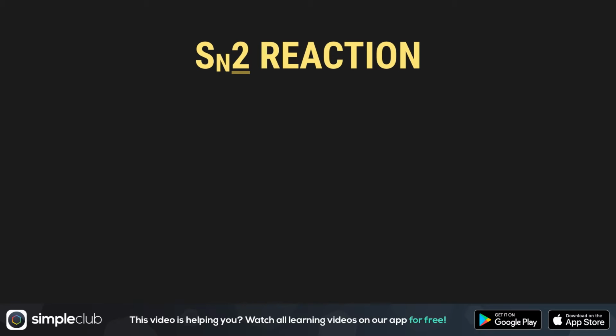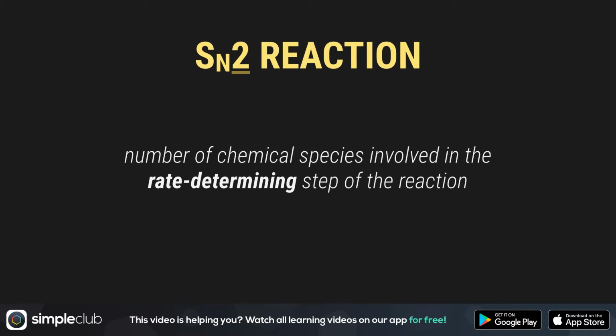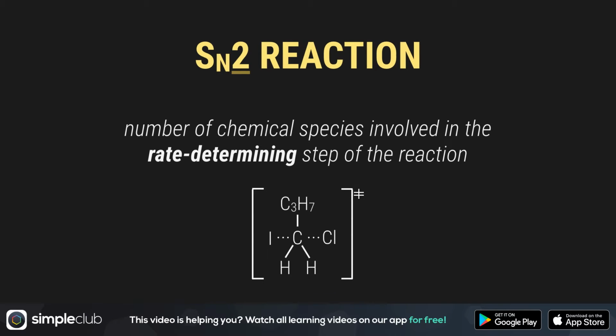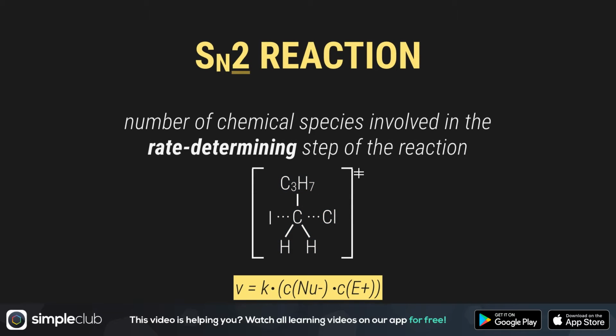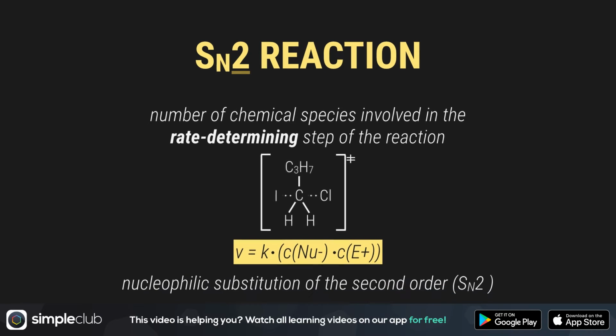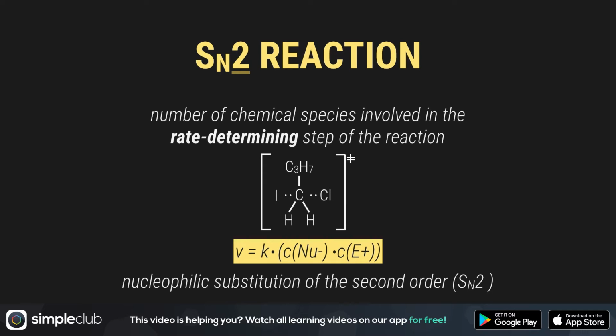Next, we should probably tell you about that 2 in SN2. Like we said, this is the number of chemical species involved in the rate-determining step of the reaction. In cases like this, the 2 things we're talking about are of course the nucleophile and the electrophile. The rate of the reaction is affected by the concentrations of the nucleophile and of the electrophile. This is why this reaction mechanism is called nucleophilic substitution of the 2nd order. But you can find out more about reaction rates in our video on the thermodynamics and kinetics of nucleophilic substitution.